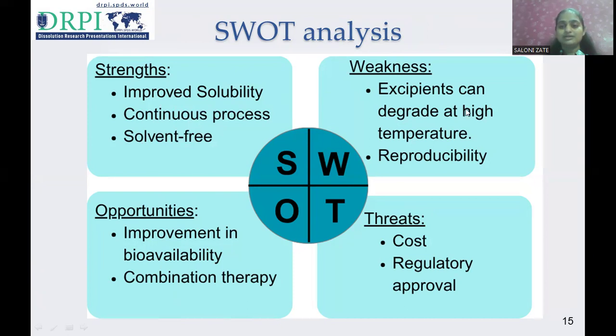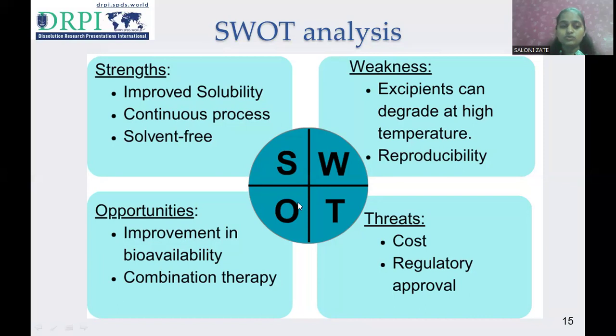Weakness: excipients can degrade at high temperature. Reproducibility is a problem because the amorphous nature of a drug in the solid dispersion can be unstable, and the drug may crystallize over time, potentially affecting the drug release and efficacy.